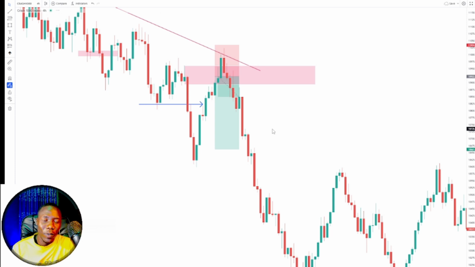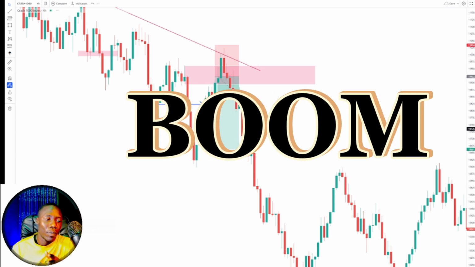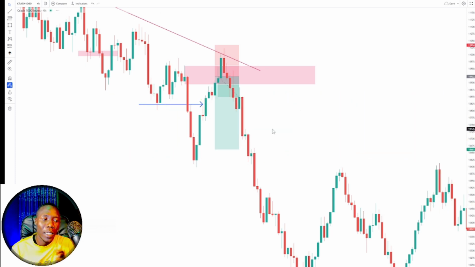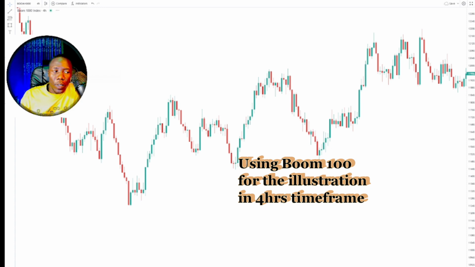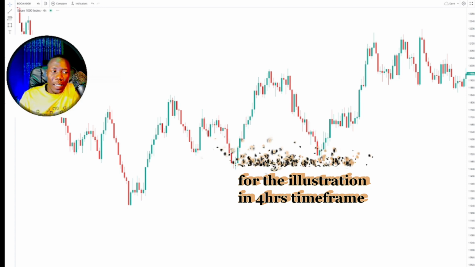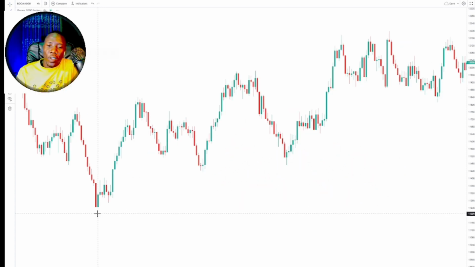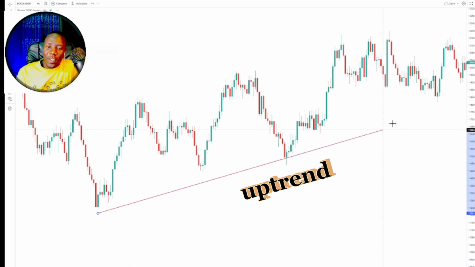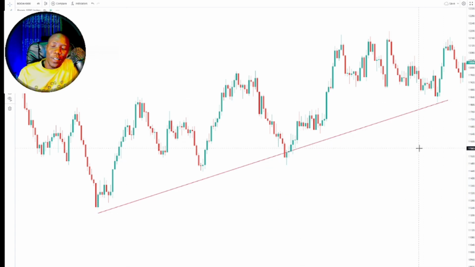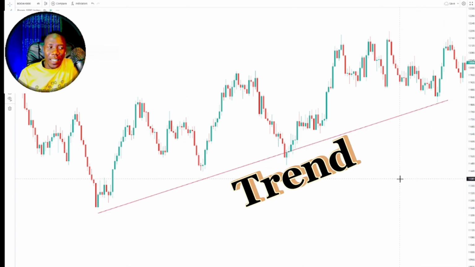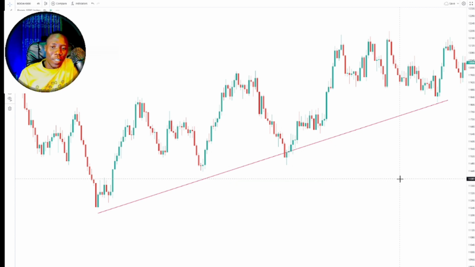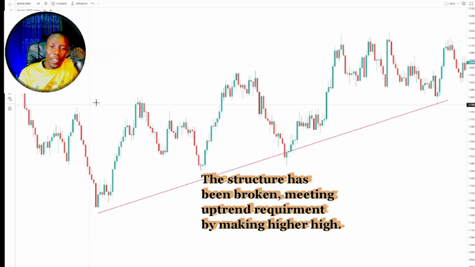So let's move to another example on Boom for you to see that it works in our market. It's for you to identify the structure. That's the main thing. Look very well. You notice that this is a Boom 1000. We are using the four-hour. So now, do you agree with me that this is an uptrend? We don't need to go further on this because some of you know what a trend is and how to identify it. So what brought your attention here is this zone. This structure has been broken.